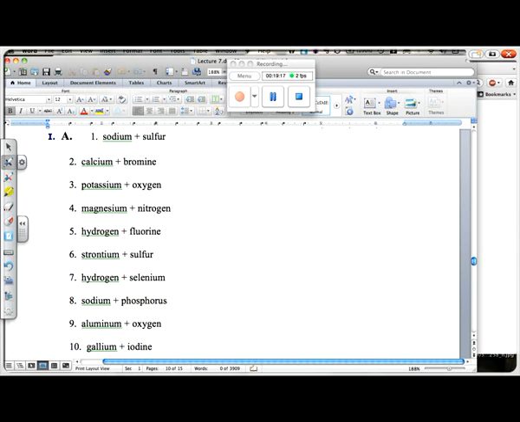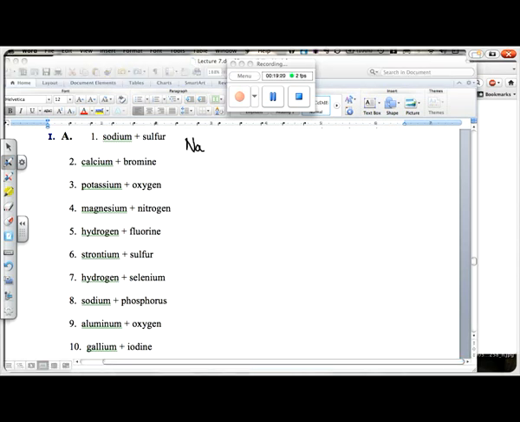All right, sodium, metal, 1 valence electron forms a +1. Sulfur, nonmetal, 6 valence electrons, gains 2 to form a -2. I therefore need 2 of those +1s to cancel out the -2, and the name is sodium sulfide. Leave the metal name alone, change the ending of the nonmetal.